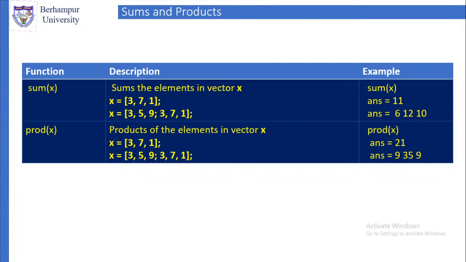Product is similar, but in place of summation it is a product. So for 371, the product will be 3 times 7 times 1, that will be 21.